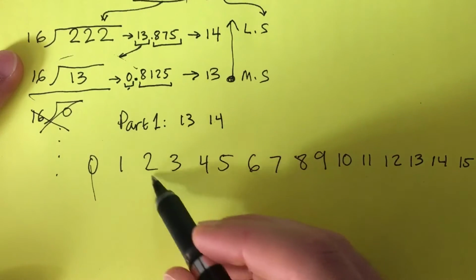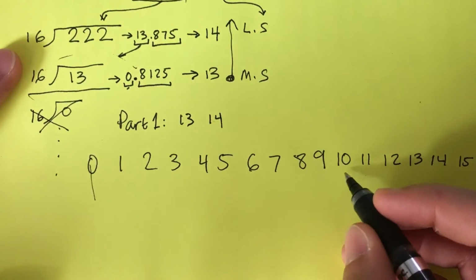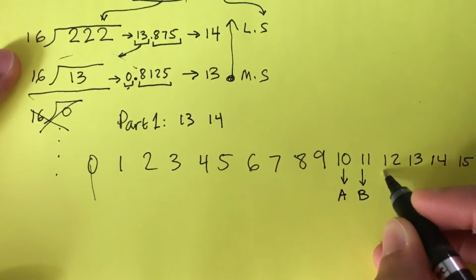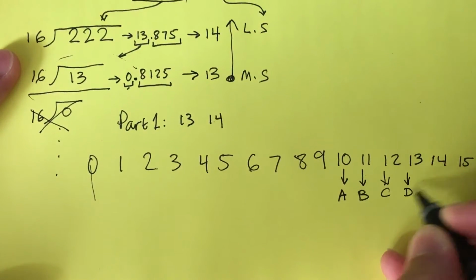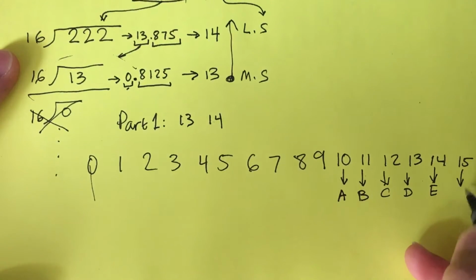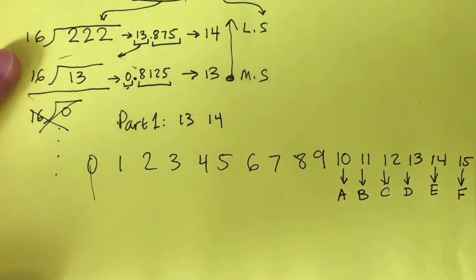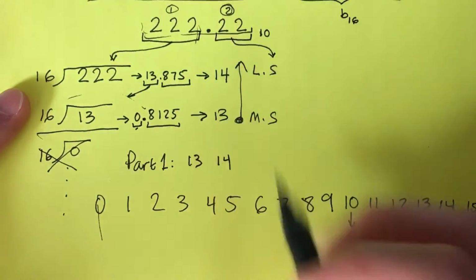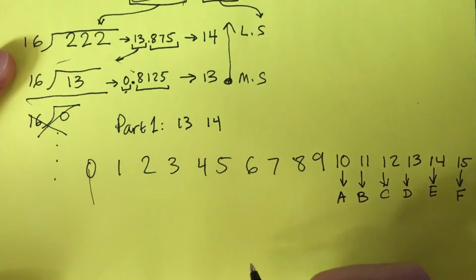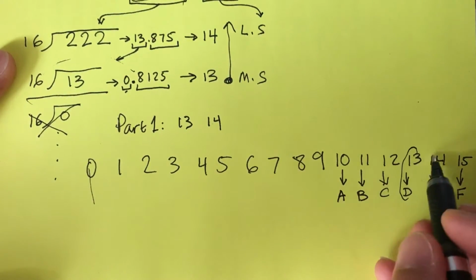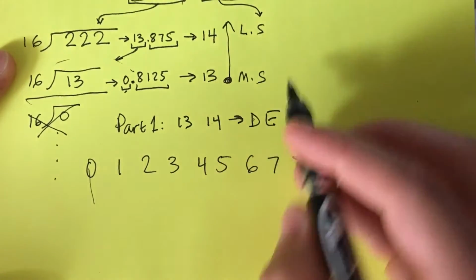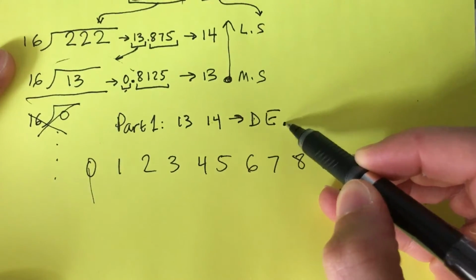This is pretty much the same all the way up to 9. 10 in hexadecimal is A, 11 is B, and so forth, C, D, all the way up to F. So this right here is F. So with the first part that we got from dividing the 222, it's 13 and then 14, which is D and then E. So that's pretty much DE. Now it's going to be DE point something.